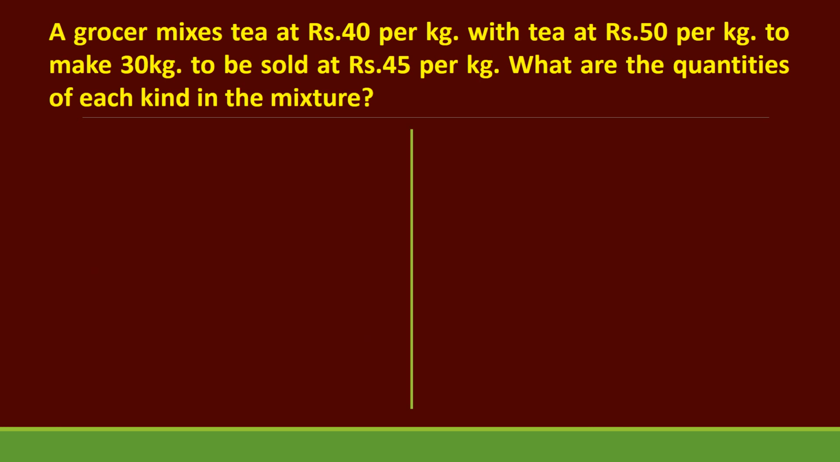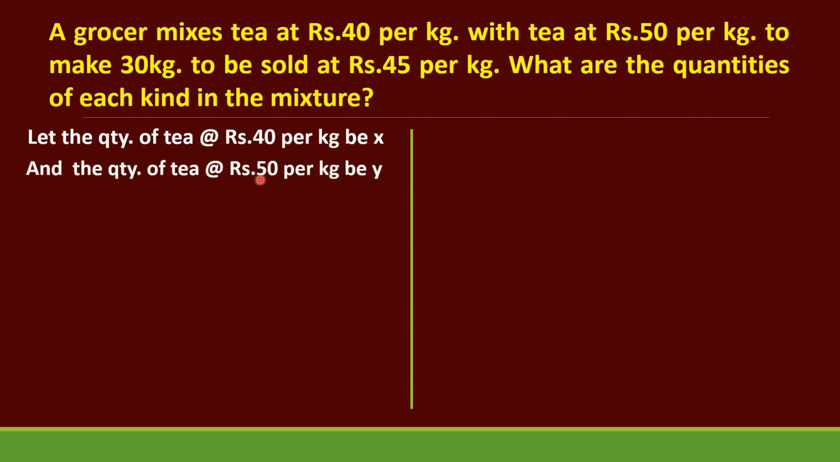And now we can try to solve the problem. So let the quantity of tea at rupees 40 per kilogram be x and the quantity of tea at rupees 50 per kilogram be y. So x plus y is equal to 30 and the second equation is 40x plus 50y is equal to 1350. This is the first equation and this is our second equation. Now we can use either the elimination method or the substitution method. Let us try to use the substitution method here.